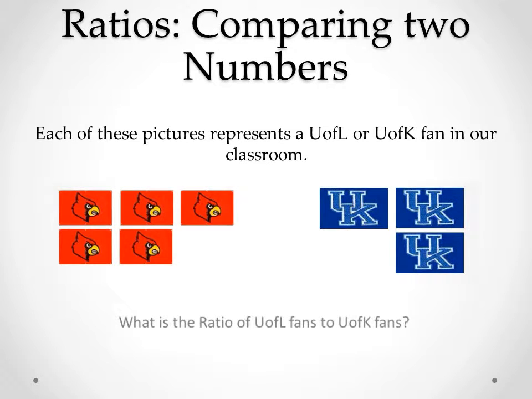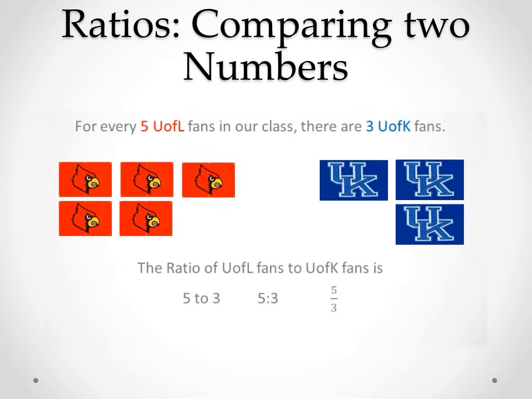An example of this would be that each of these pictures on this slide represents either a UK or a U of L fan in our classroom. So we want to know, what is the ratio of U of L fans to UK fans? If we compared U of L and UK fans in our classroom, we would see that for every 5 U of L fans in our classroom, there are 3 UK fans. The ratio of U of L to UK fans is 5 to 3.